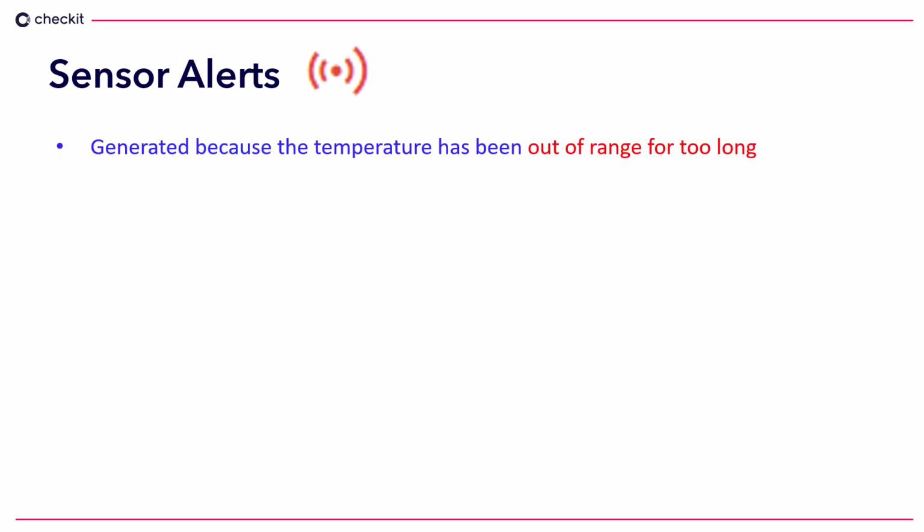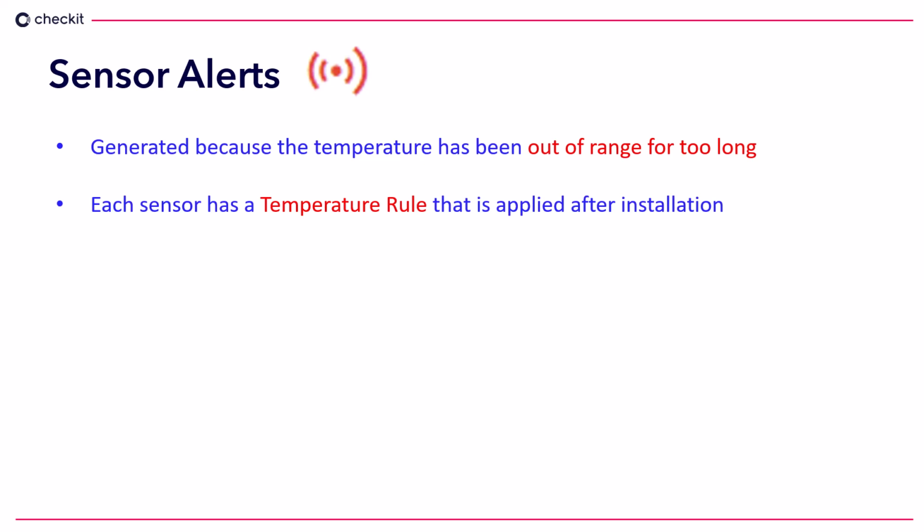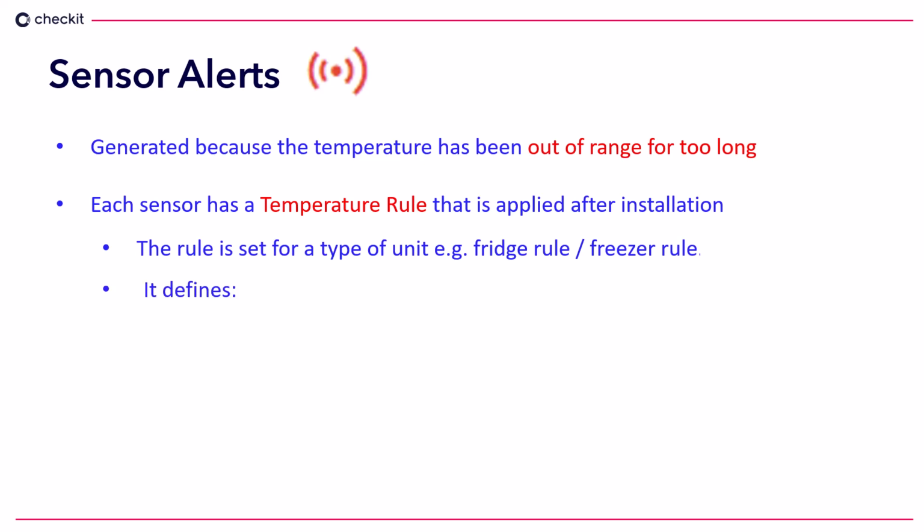Sensor alerts are generated because the temperature of a unit has been out of range for too long. That range and that length of time is defined by a temperature rule, and that rule is applied to each sensor after installation. The rule is set for a specific type of unit, so you might have, for example, a fridge rule and a freezer rule.